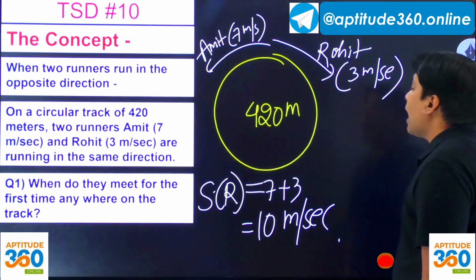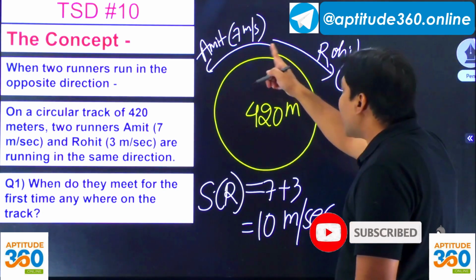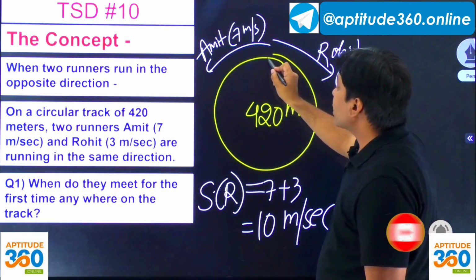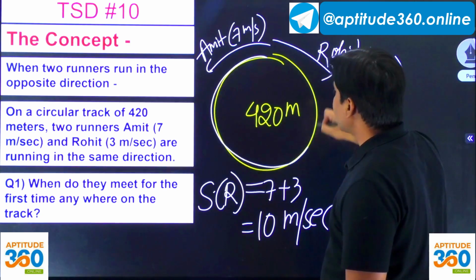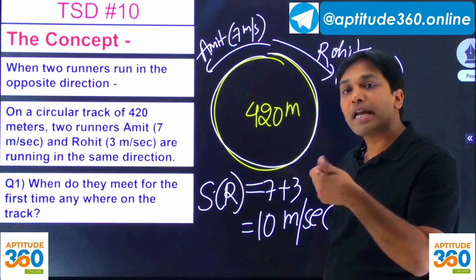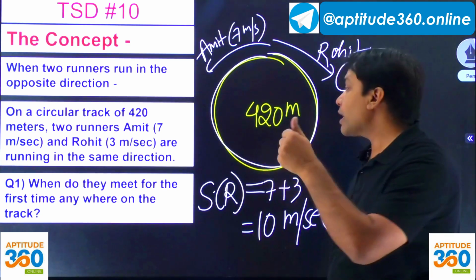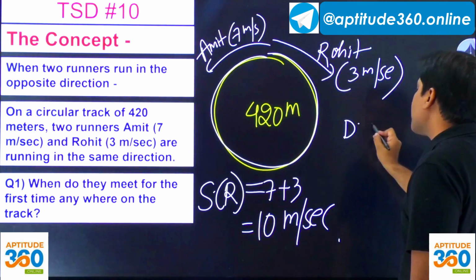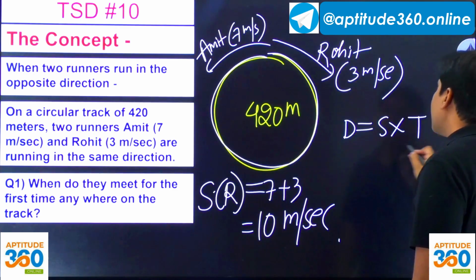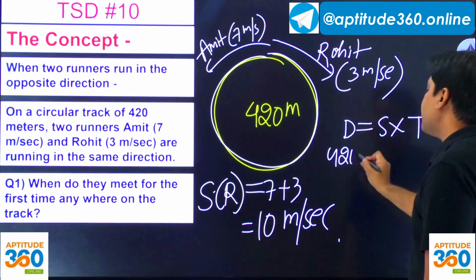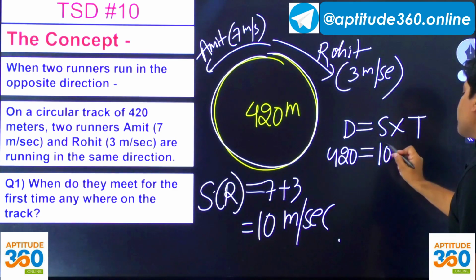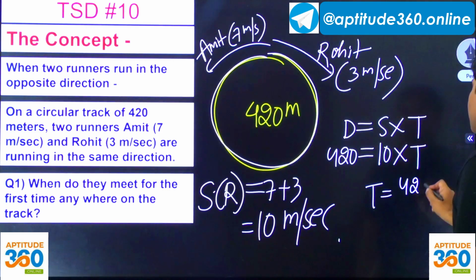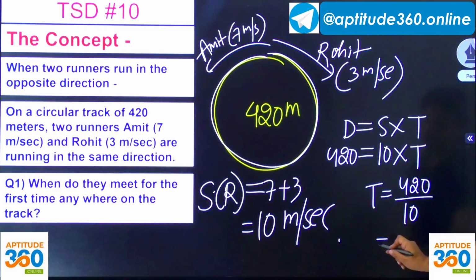Understand this. If the gap between them is growing by 10 meters every second, and the gap at this time is 420, then if at the same rate they meet each other, our work is done. So what does that mean? Distance is equal to speed into time. Collectively they will have to travel 420 meters. And what is the relative speed? So t is going to be 420 by 10, which is 42 seconds.